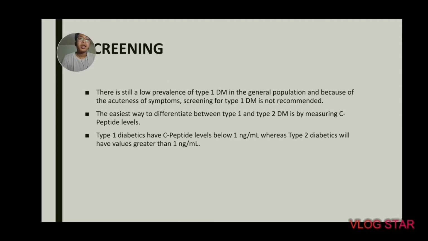So next is screening. There is still a low prevalence of type 1 diabetes in the general population, and because of the acuteness of symptoms, screening for type 1 diabetes is not recommended. However, the easiest way to differentiate between type 1 and type 2 DM is by measuring the C-peptide levels. Usually type 1 diabetics have C-peptide levels below 1 ng per ml, whereas type 2 diabetes will have a value greater than 1 ng per ml.